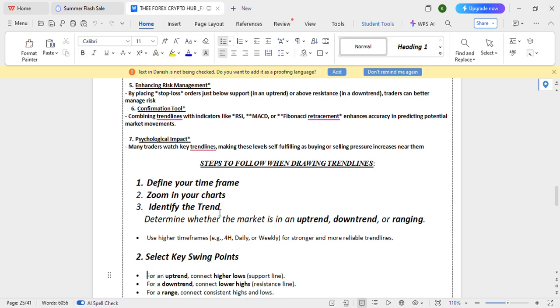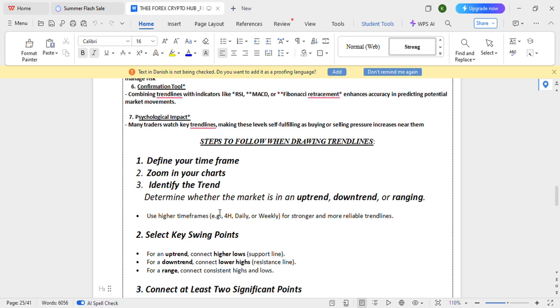Now, steps to follow when drawing trend lines. The first step, you define your time frame. What time frame are you going to use? Is it monthly, daily, 4 hours, 1 hour, or 30 minutes? And for us, we do what we call top-down analysis. Top-down analysis is whereby you start analyzing from the higher time frames coming to the lower time frames. So we start with monthly time frame, weekly time frame, daily time frame, 4 hours, and then 1 hour time frame.